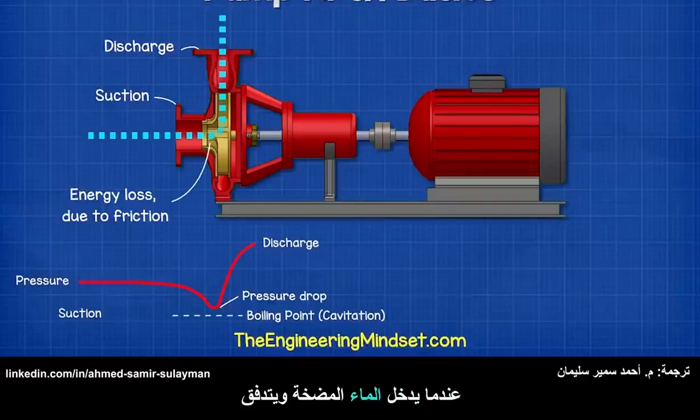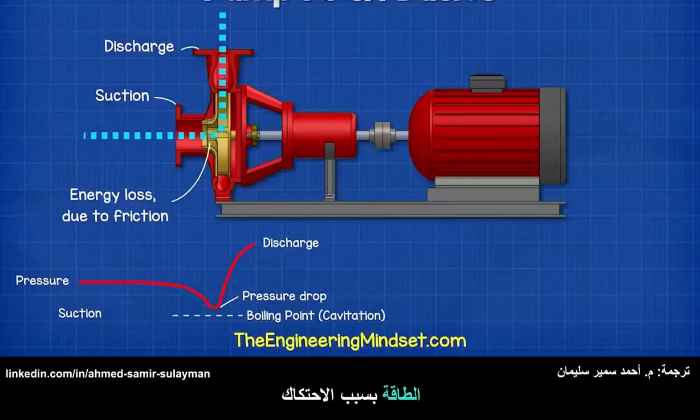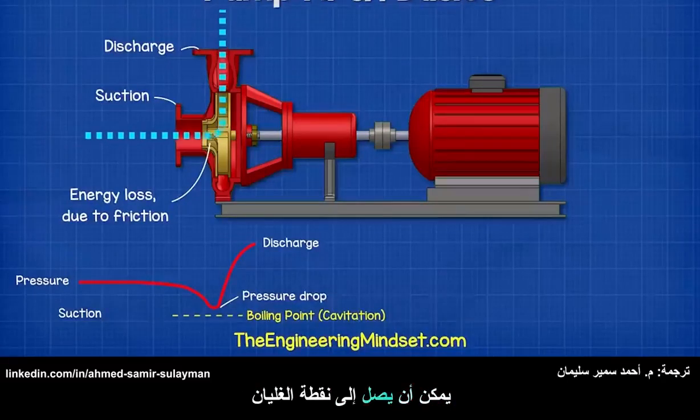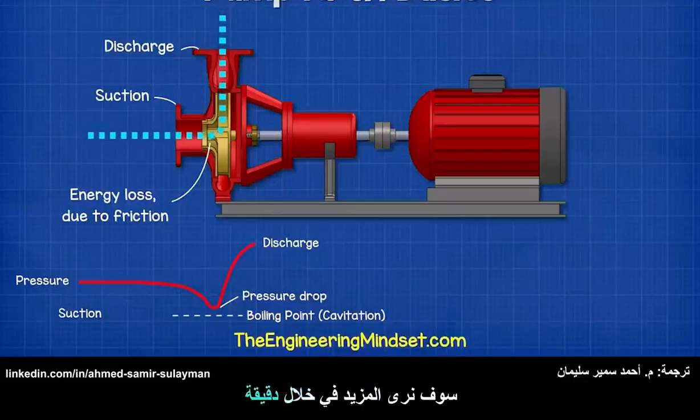As the water enters the pump and flows into the impeller's eye, it experiences a loss of energy due to the friction. This will give us a pressure drop. At certain conditions, the water flowing through this section can reach boiling point. When this occurs, we refer to this as cavitation. We're going to see more on that in just a moment.